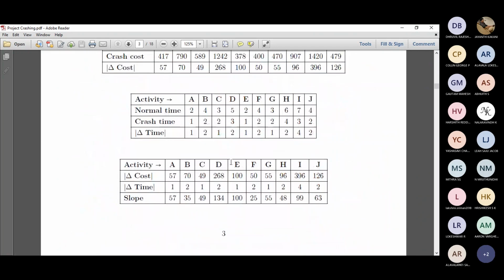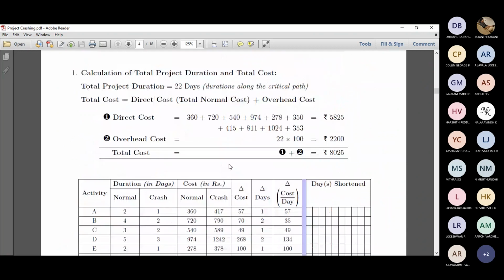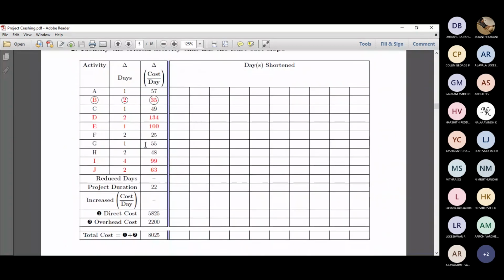So that's basically what this table is. This algorithm is a reduction day algorithm, which means that we will reduce 1 day in the critical activity that has the least cost slope. Then we'll see if there is any change in the critical path. If there is any change, we'll include all the other new critical paths. If there isn't any change, then we'll continue the iteration.